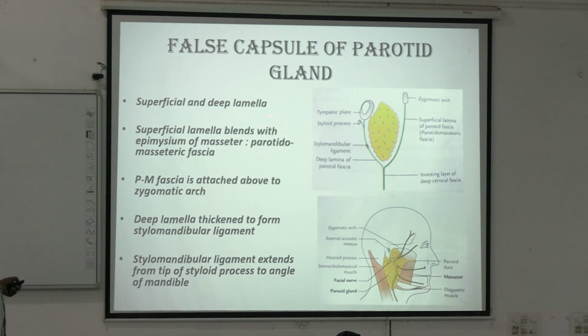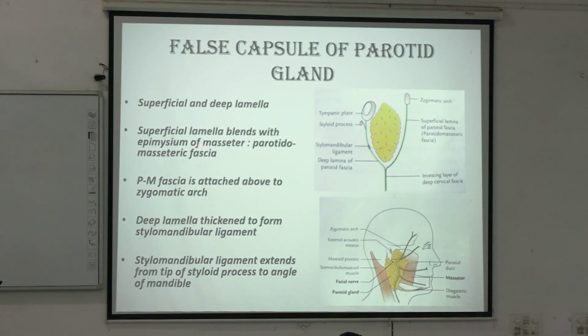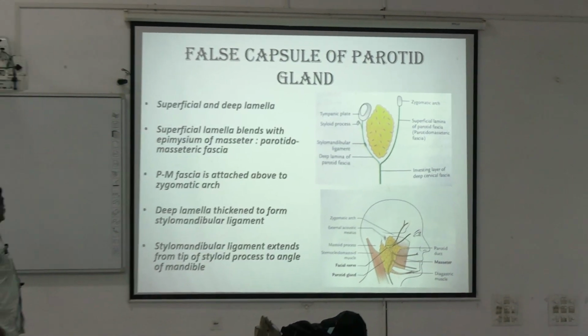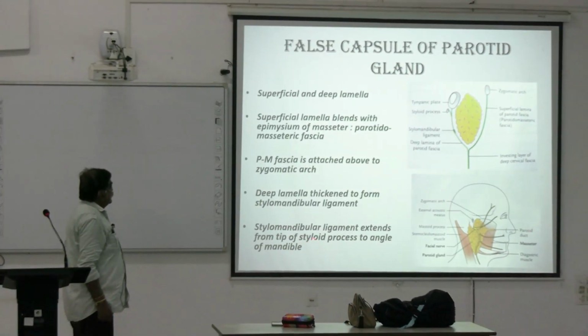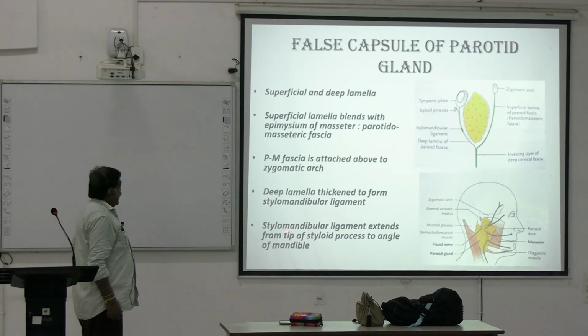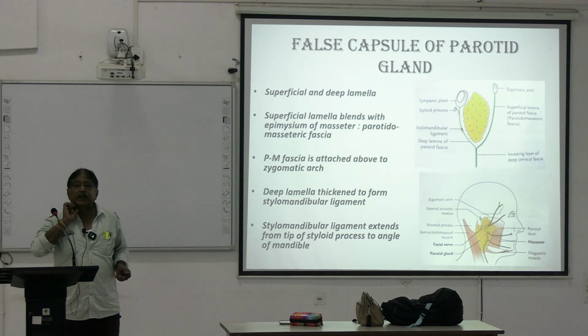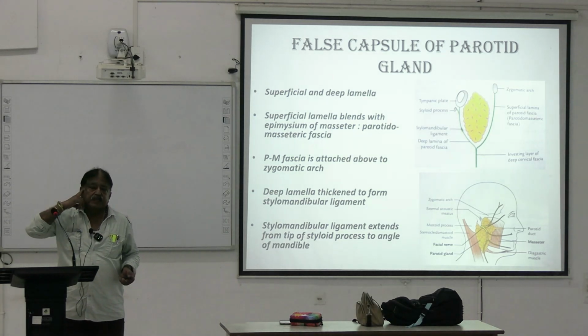Similarly, superficial and deep lamella. Superficial lamella blends with the epimysium of the masseter and parotido-masseteric fascia. And parotido-masseteric fascia is attached above with the zygomatic arch. And deep lamella thickened to form the stylomandibular ligament. Stylomandibular ligament extends from the tip of the styloid process to the angle of the mandible.